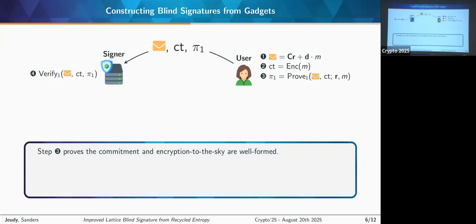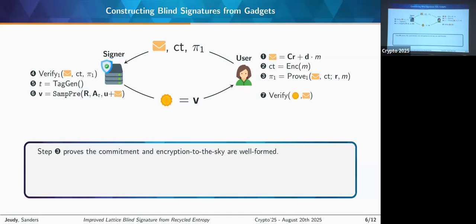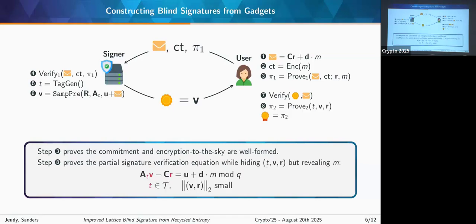Then the signer verifies the proof to make sure everything's okay before continuing. It then generates a tag and uses the gadget-based sampler to find a preimage of U plus the commitment, which it sends back as the partial signature. The user then verifies the validity of this partial signature and generates a proof of this verification algorithm, essentially. So the final blind signature is a proof of T, V, and R such that the equation below is verified, that T is in the correct check space, and that V and R are small in norm. And there you have a blind signature scheme.